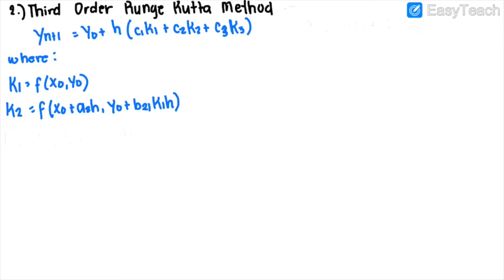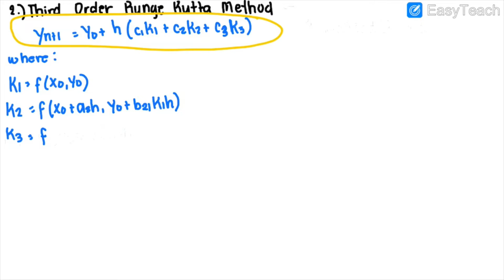First stop is our third order Runge-Kutta method. Under the general form of the third order Runge-Kutta method, we have y of n plus 1 equal to y naught, or initial value of y, plus the step size times the constant value of c1 k1 plus the constant value c2 k2. But notice we have c3 and k3 on this particular general form, because we are increasing the accuracy, so we are also increasing the order, so we will be adding c3 and k3 on our solution. By doing so, we can then compute k3.